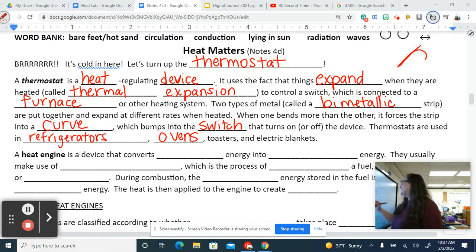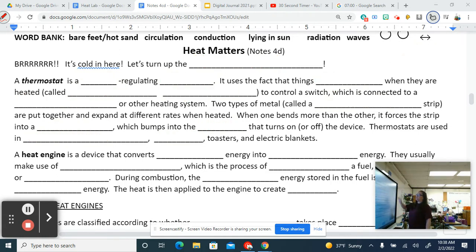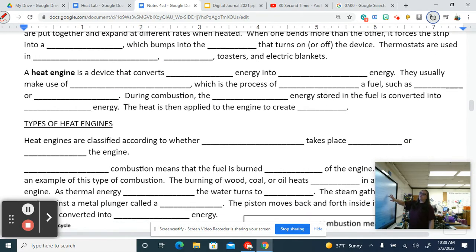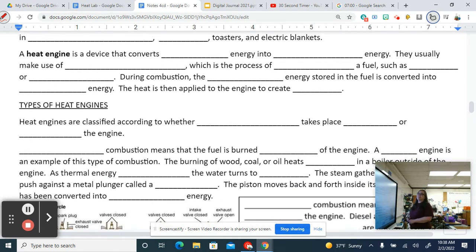So they're used in anything that heat needs to be regulated in, an electric blanket, a heating pad, anything that you want the heat to stop after a certain point. All right, make sure you pause and get that written down. I'm moving on. The next device we're going to talk about is a heat engine.